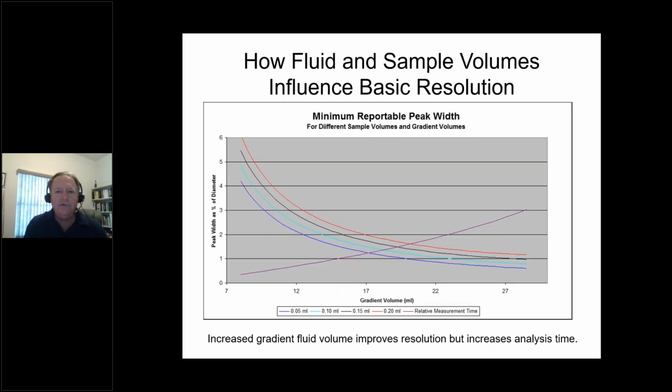And here's an example of how the fluid volume in the centrifuge changes the minimum reportable peak width. As you increase the fluid volume, you see the curves out here on the larger fluid volumes, the minimum reportable peak width becomes smaller and smaller. But this purple line here shows the relative measurement time. So if you have a very big gradient with a long sedimentation path, you'll have excellent resolution, near 1%, but at the same time, you'll have a measurement that takes 3 times longer, or nearly 3 times longer. So it's a trade-off between resolution and measurement time.